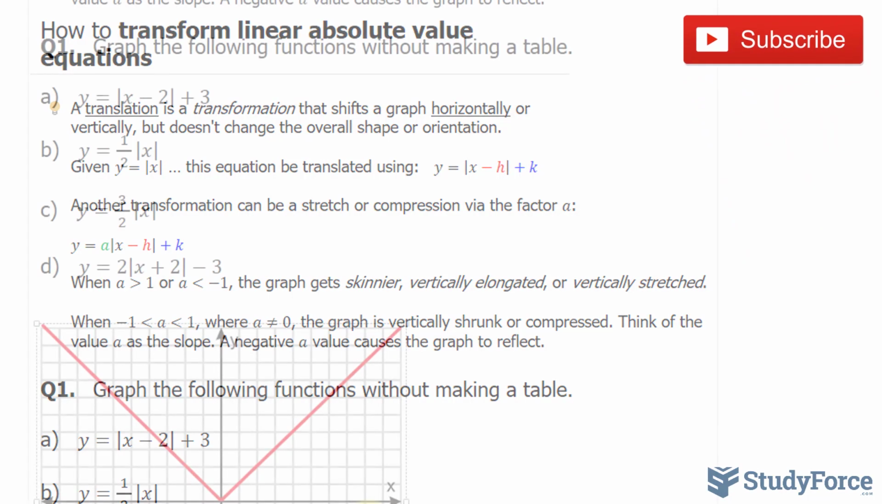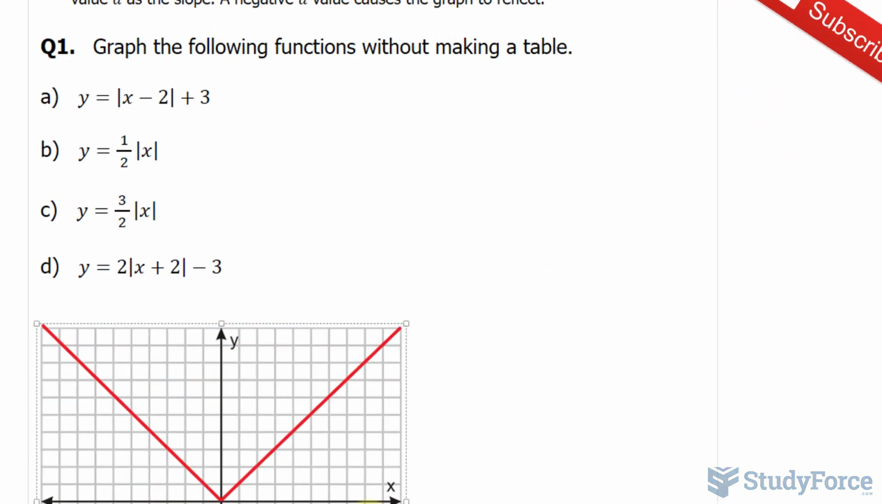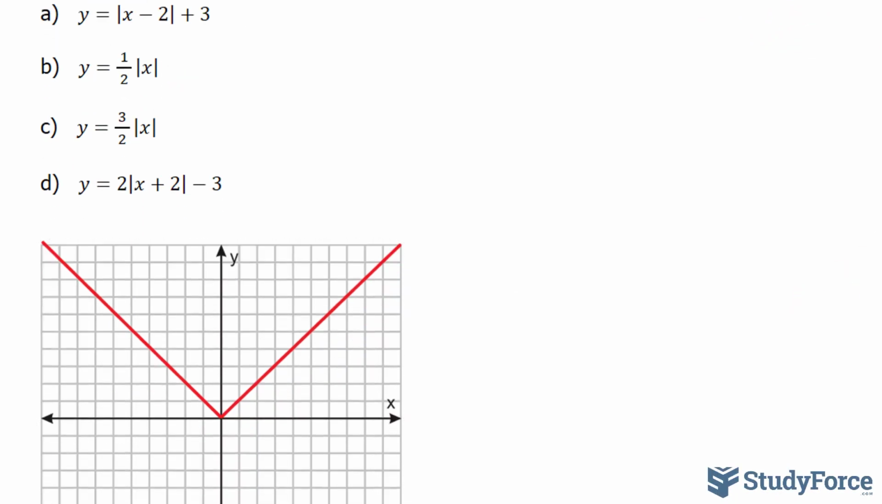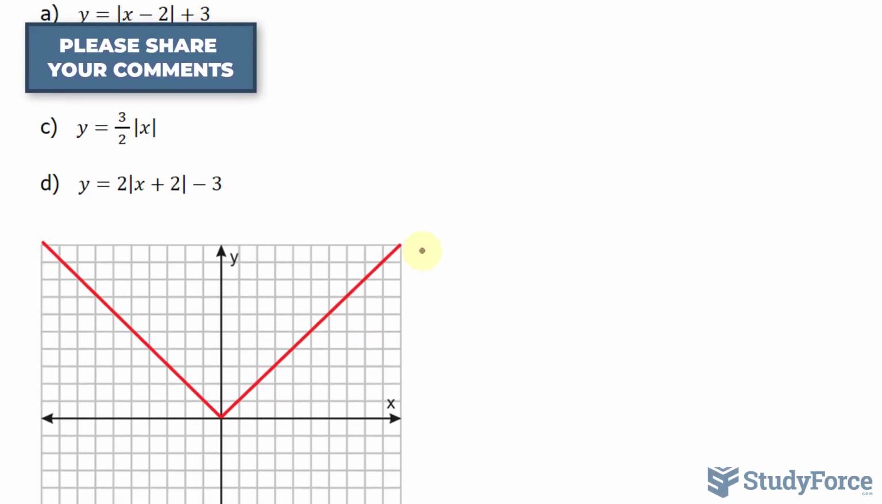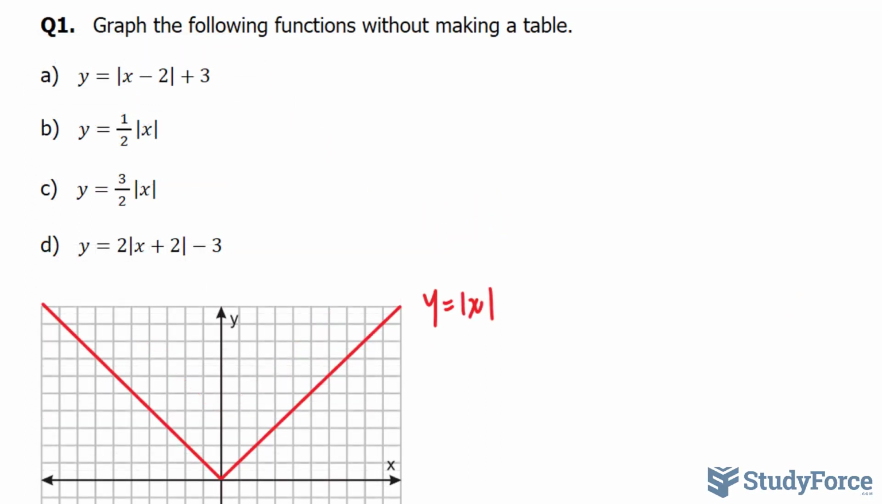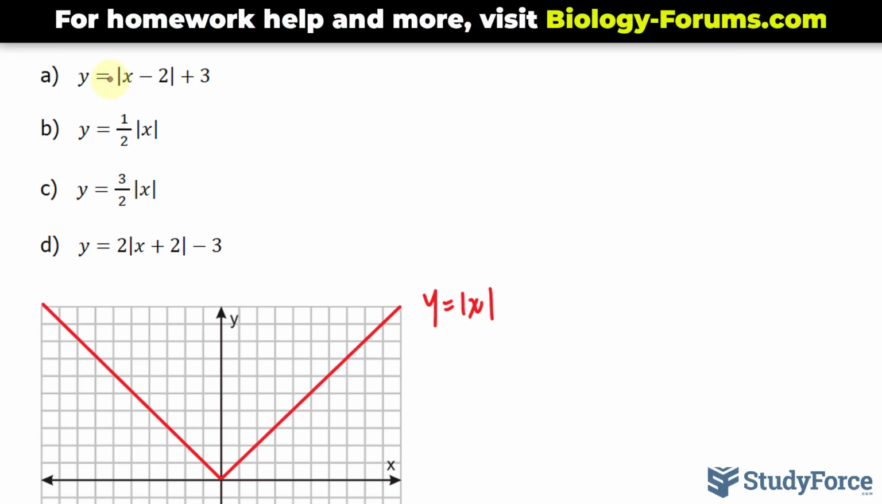With that being said, question 1 reads, graph the following function without making a table. As you can see below, we have y is equal to the absolute value of x already graphed. In our first question, a, we have y is equal to the absolute value of x minus 2, plus 3. In this equation, h and k are introduced, but there's no factor of a at the front.